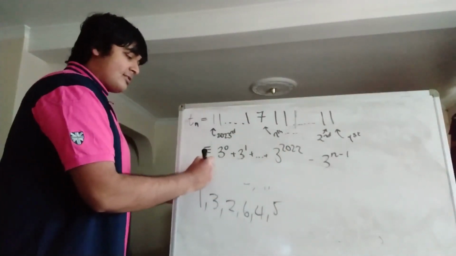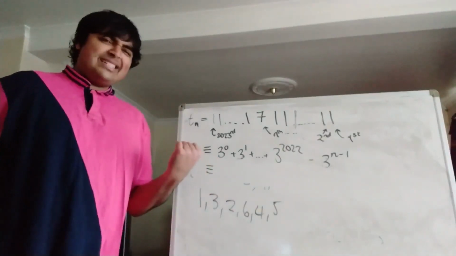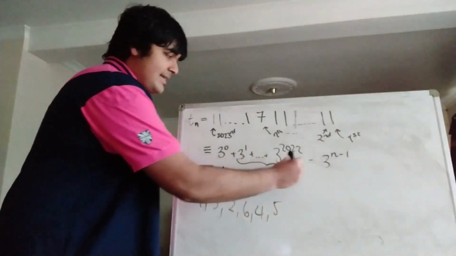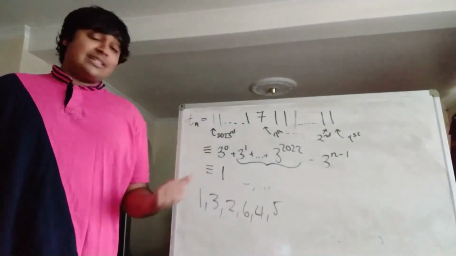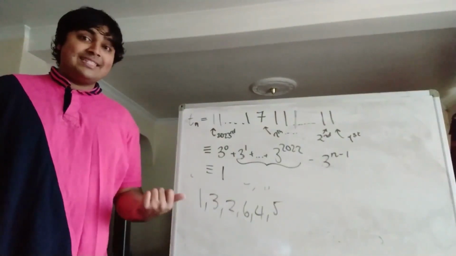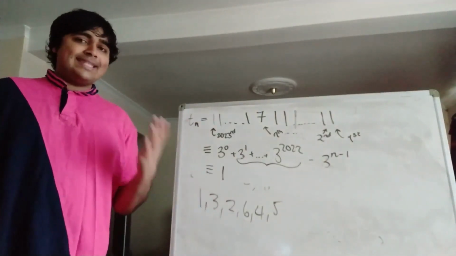So this thing here is just going to be congruent to, well, let's keep 3 to the 0 by itself, that's just 1. And now we're going to study these terms here. Well, it's 3 to the 1 plus 3 to the 2 plus so on, all the way up to 3 to the 2022. So we've got 2022 terms.